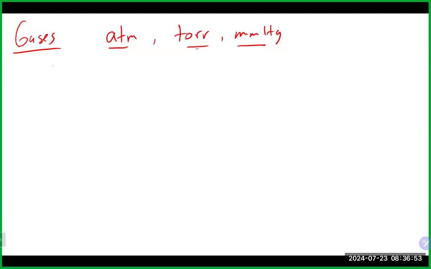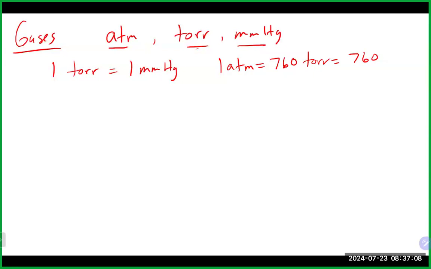And again, 1 torr is equal to 1 millimeter of mercury, and 1 atmosphere is equal to 760 torr, and also 760 millimeters of mercury. So that 760 number, as we talked about last time, is really the number that we use to do that conversion, to convert either from atmospheres to millimeters of mercury or torr, or backwards.